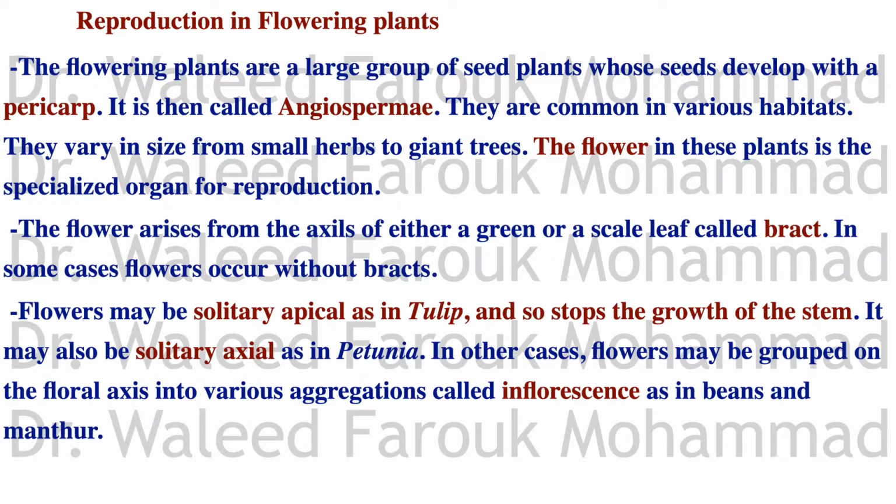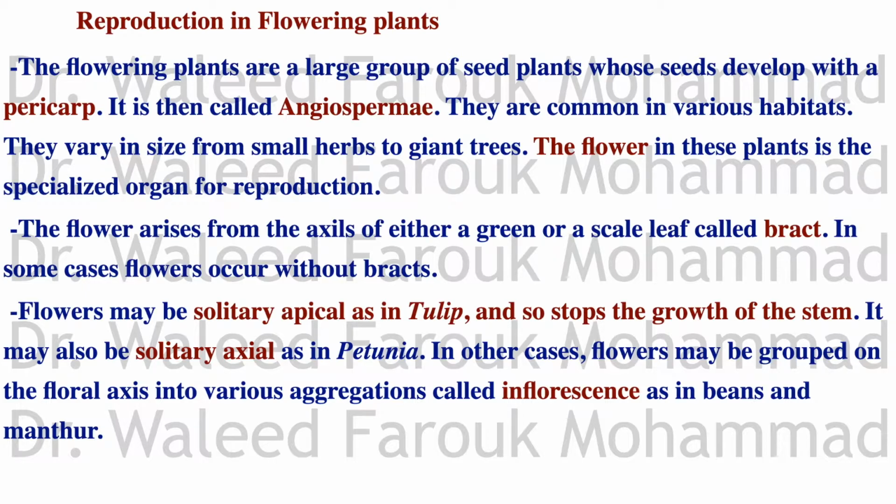Flowers may be solitary apical, يعني على القمة كده زي التيوليبس، وبسبب انها موجودة على القمة يعني هتمنع ان النبات ده ينمو بعد كده. It stops growth of the stem. او ممكن الزهرة تطلع من الجنب، من جنب محور النبات، called solitary axial, as in petunia.